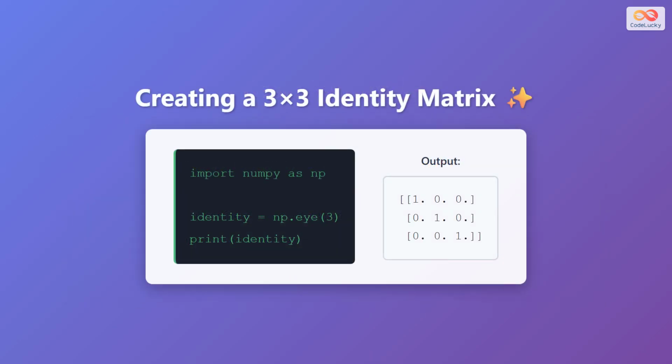Let's see a practical example. To create a simple 3 by 3 identity matrix, you first import NumPy as np, then you call np.eye with the argument 3, which creates a 3 by 3 matrix. When you print the result, you get a matrix with ones along the main diagonal and zeros everywhere else. Notice that the values are displayed as floating point numbers with decimal points, which is the default data type for NumPy's eye function.